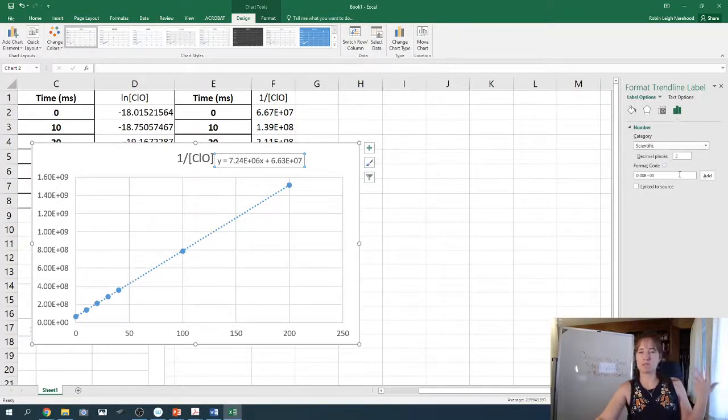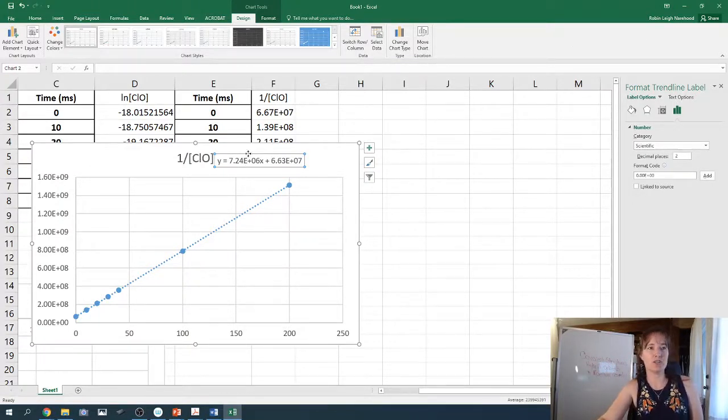So the time was 10.0, 20.0. Those are 3 digits. This is 3 significant digits right here. 7.24 times 10 to the 6. That's 3 digits, so that's fine. But 7 times 10 to the positive 6 is not fine because that's only one significant digit.